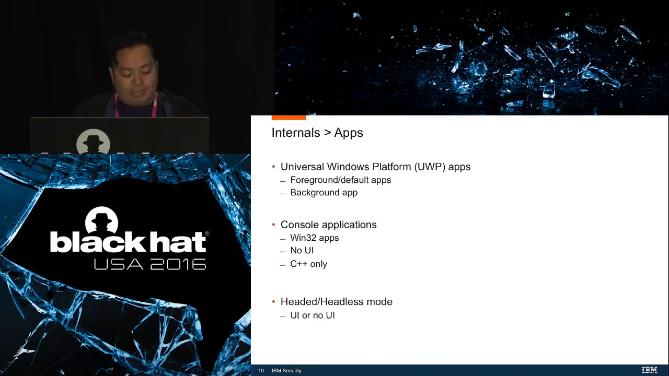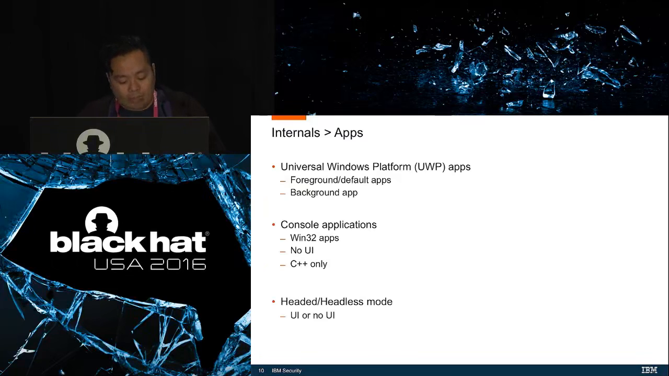Windows 10 IoT Core also supports non-Universal Windows Platform apps such as console applications. But in this case, you can only write these console applications in C++, and obviously the Win32 GUI APIs won't be available. Windows 10 IoT Core can also be configured to run in either headed or headless mode.